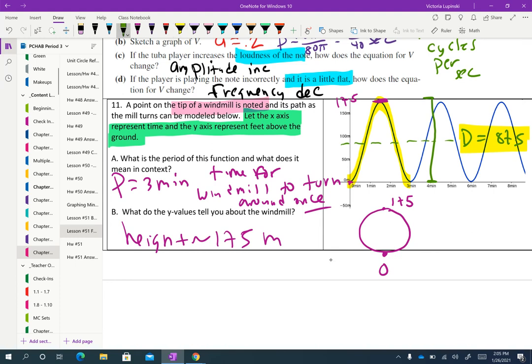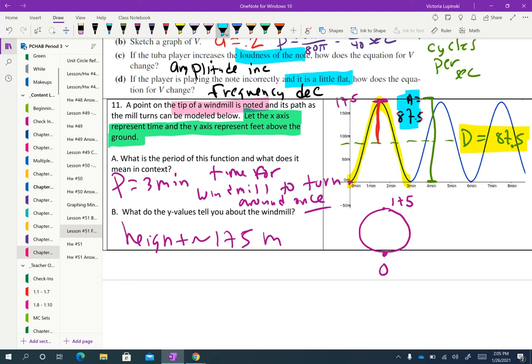Again, it's not actually asking me for the equation, but it might in the future. So that's why I think it's good to talk about it. And then again, the amplitude is the distance from the midline up or from the midline down. And in this case, the amplitude would actually also be 87.5. Doesn't have to be the same, but in this case it is.